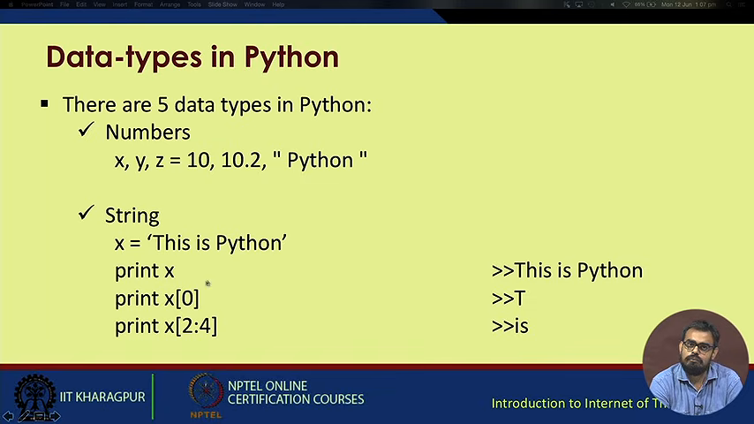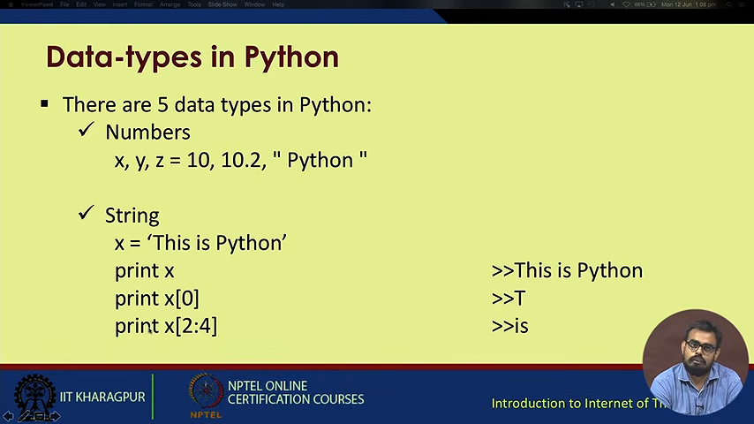Now you want to access, now this x is an array, right? So you want to access the 0th element of x. So you write x within brackets 0. This will give you the very first element, that is the 0th index element, that is t.